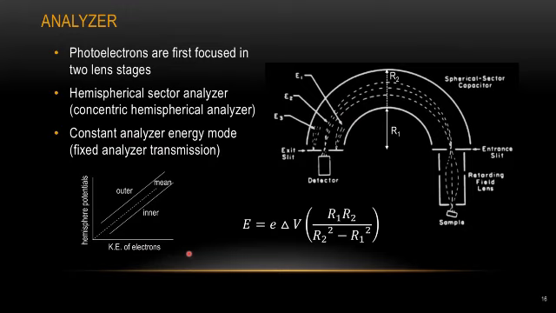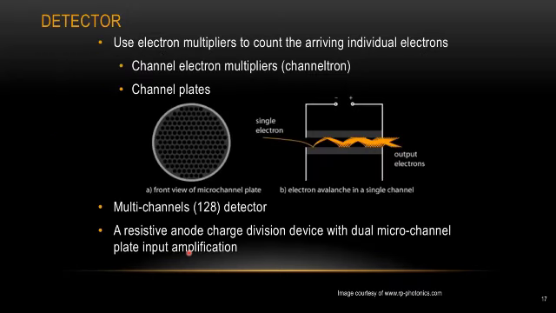Usually the analyzer resolution is typically considered to be about 1% of the pass energy you set. That's why the lower the pass energy you use, the higher the resolution of the data you achieve. Finally, once the electrons are spread out, they are detected by the detector. For XPS measurement, the detector is some kind of electron multiplier that counts the arriving individual electrons. The single-channel version is called a channel electron multiplier, also known as a channeltron. There is another type of multiplier called a channel plate, which is like a small disk, as the picture shows, with an array of small holes on the disk.